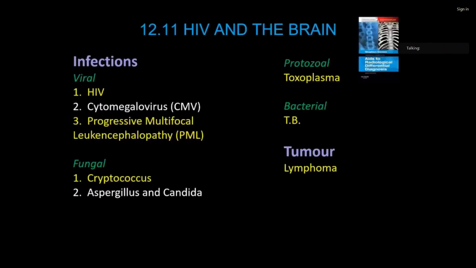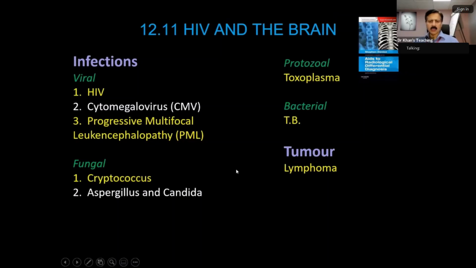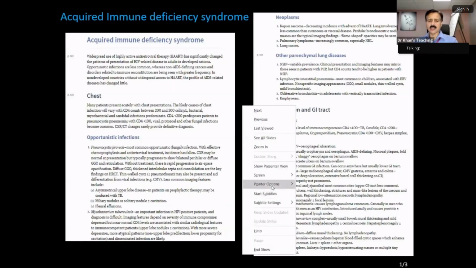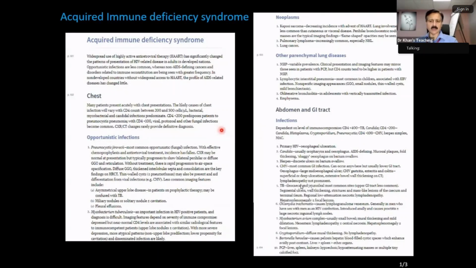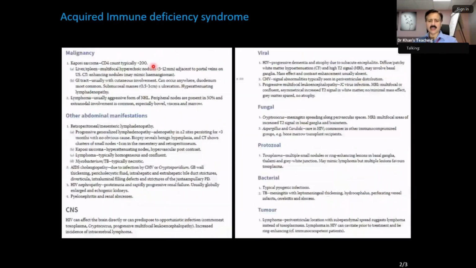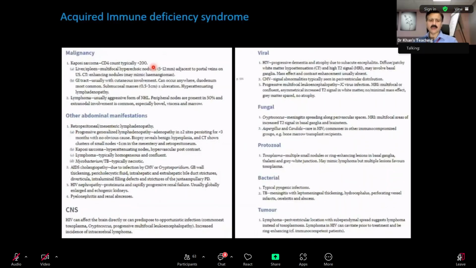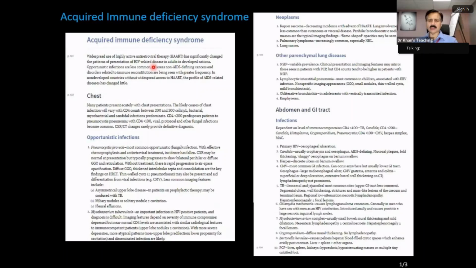Now, this is from your old book, HIV and the brain. HIV is very important for the exam, and it can come as a long case. And I have put in screenshots from your current edition just to highlight that there is a summary in the second part of the book, acquired immune deficiency, both in children as well as in adults. So you can read it from Chapman actually.